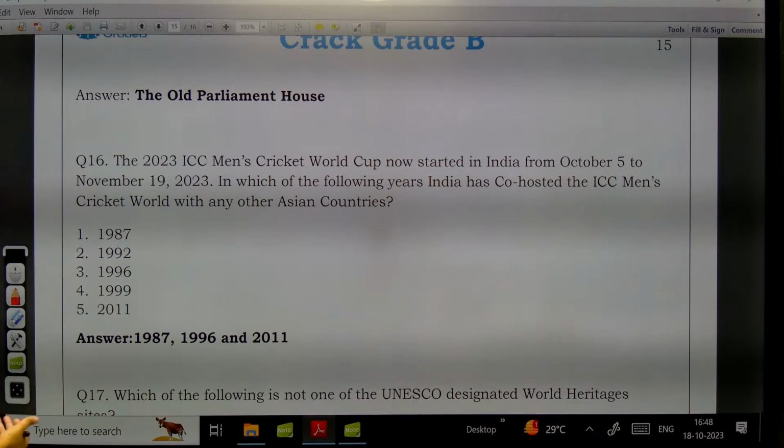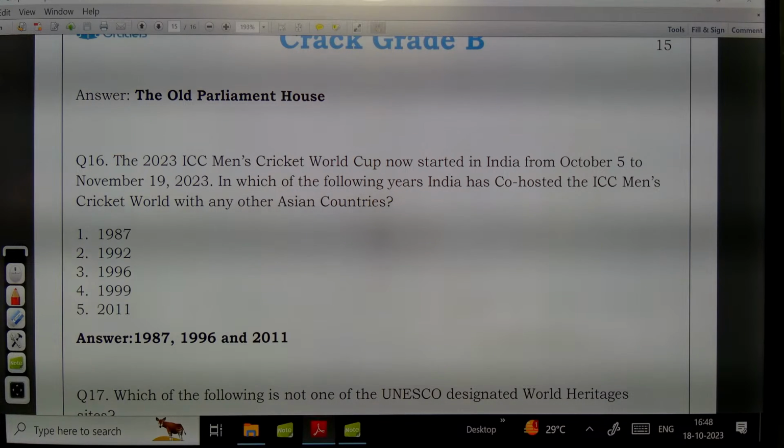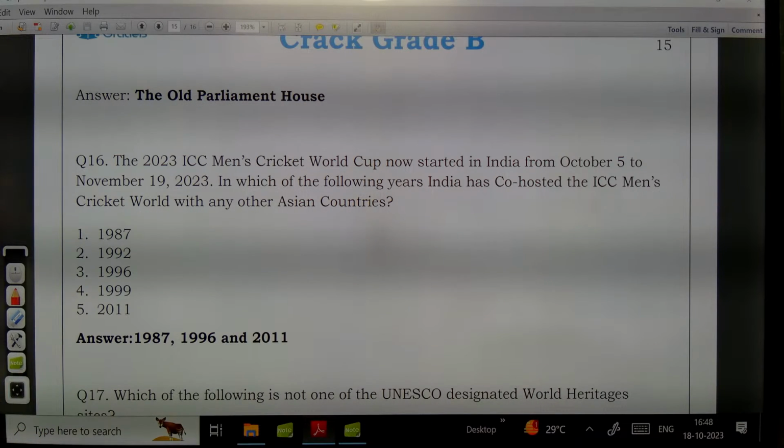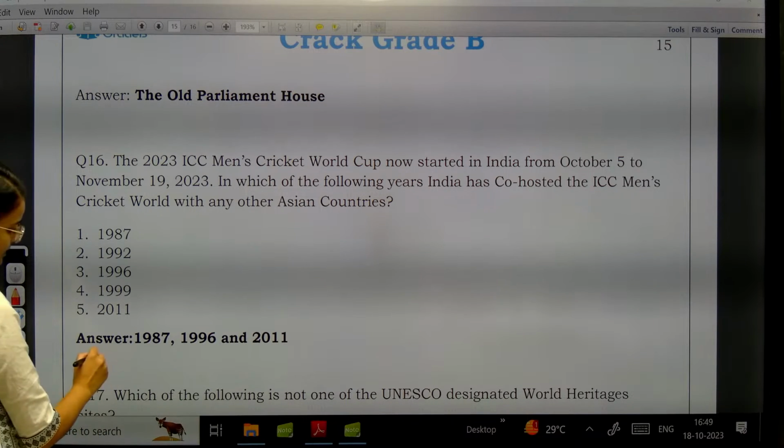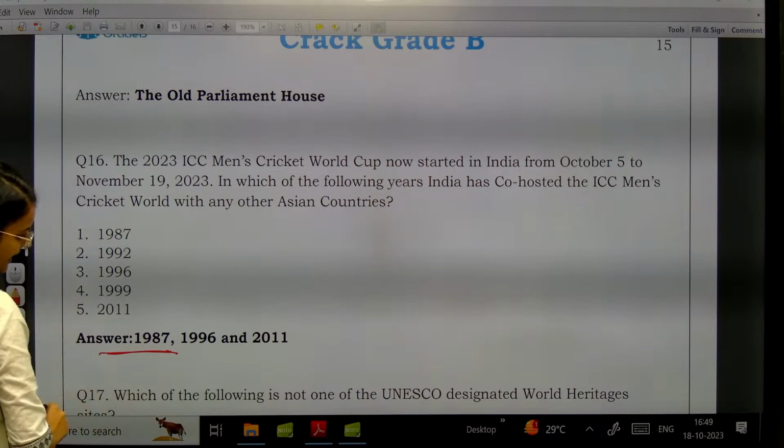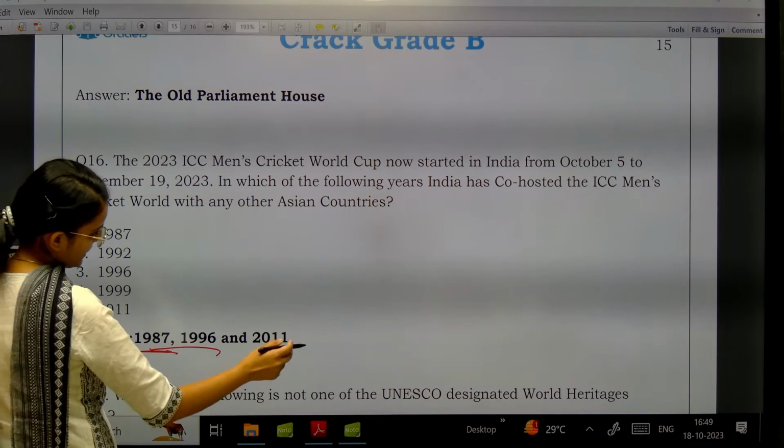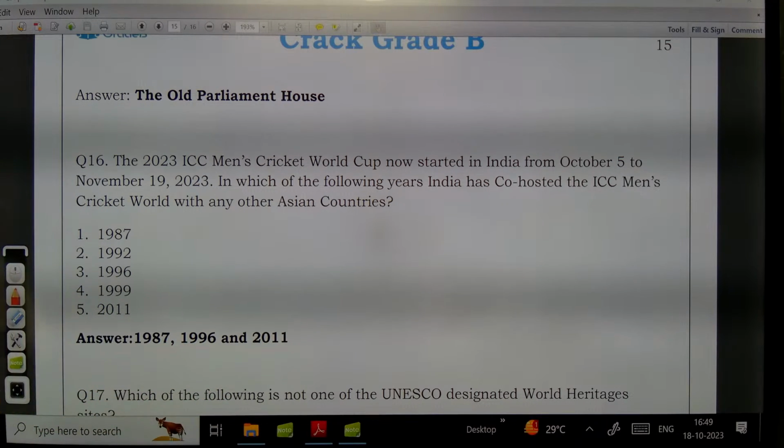In 2023, the ICC Men's Cricket World Cup started in India from October 5 to November 19, 2023. In which of the following years did India co-host the ICC Men's Cricket World Cup with another Asian country? It was in 3 years: 1987, 1996 and 2011. Okay.